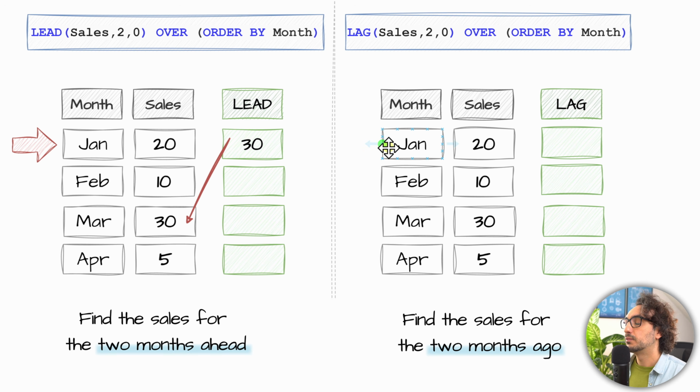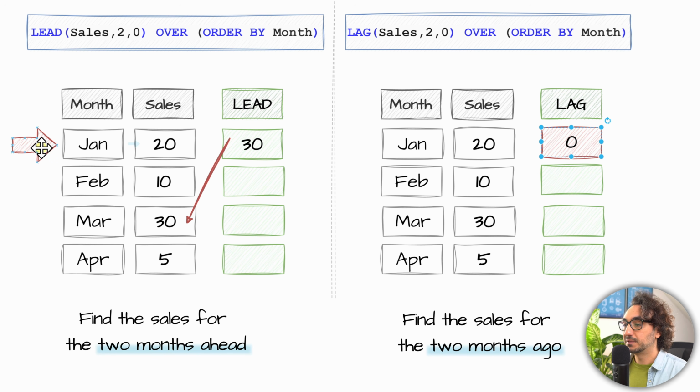And now on the right side, we are as well at January. SQL asks the question, what is the sales of 2 months ago? We don't have any previous data, right? So we will not get anything. SQL is going to return null, but it's going to check, do we have a default value? Well, yes. So this time SQL will not return null, it's going to return the default value, and this time it's going to be 0.